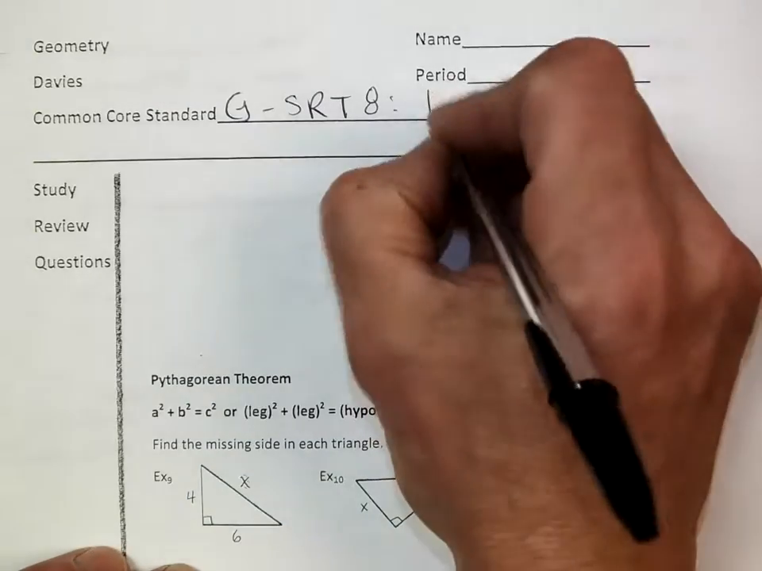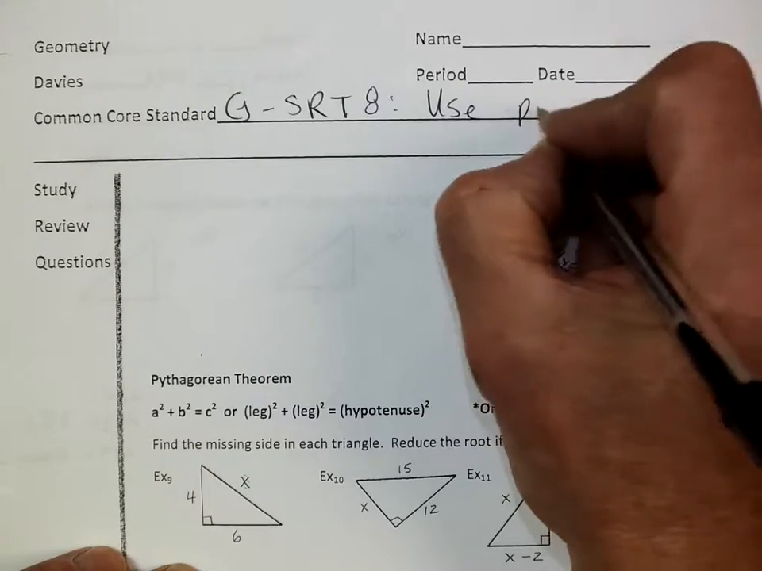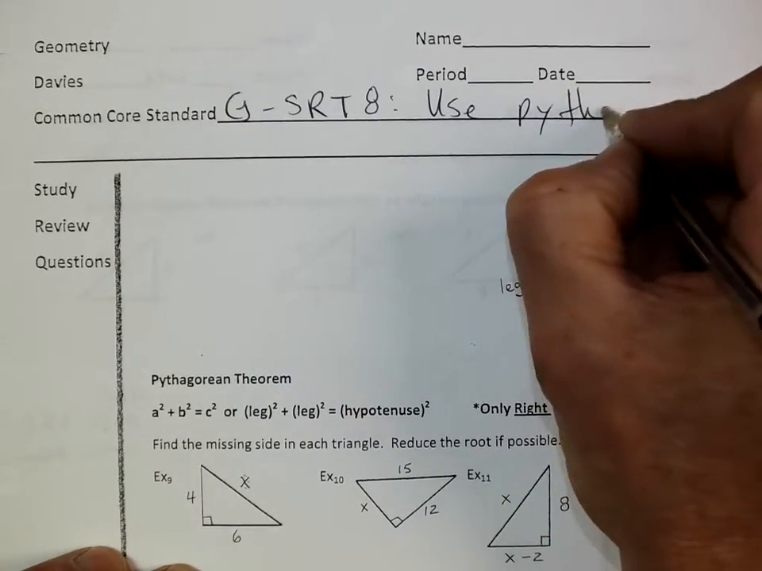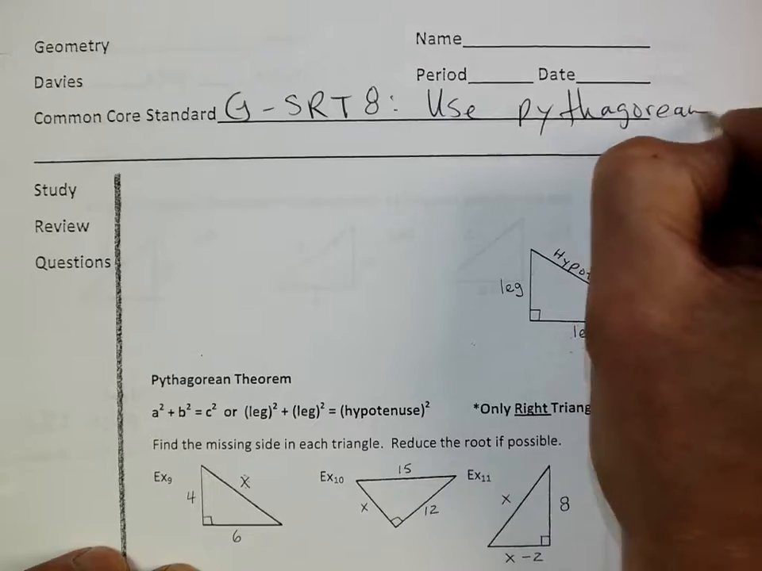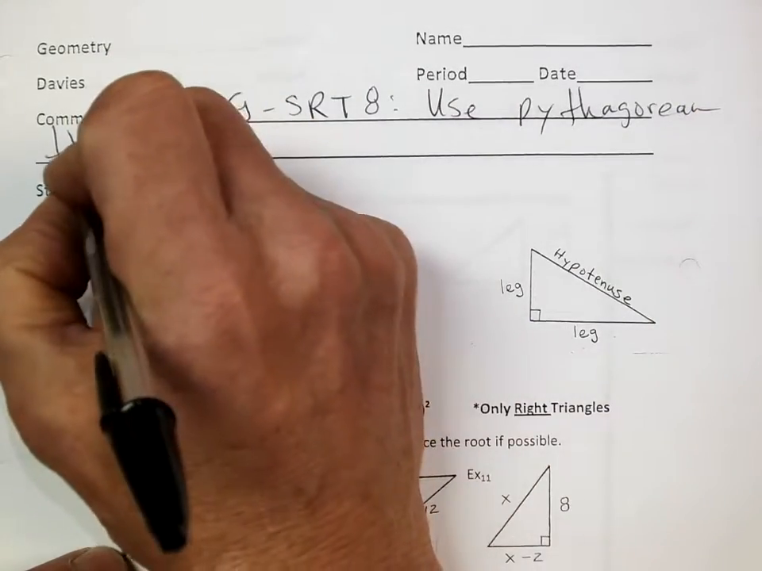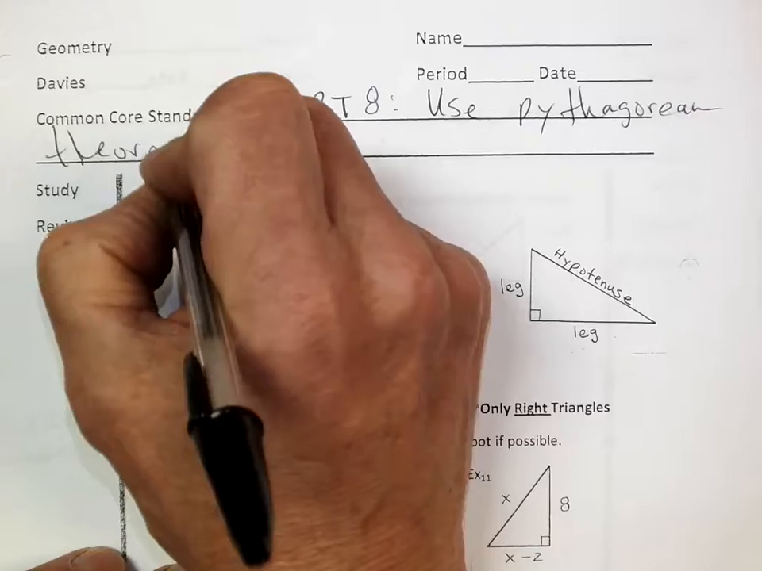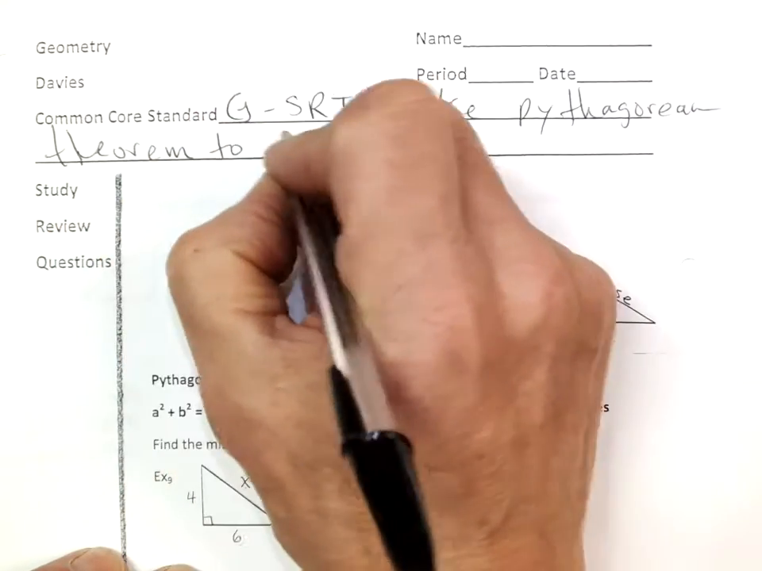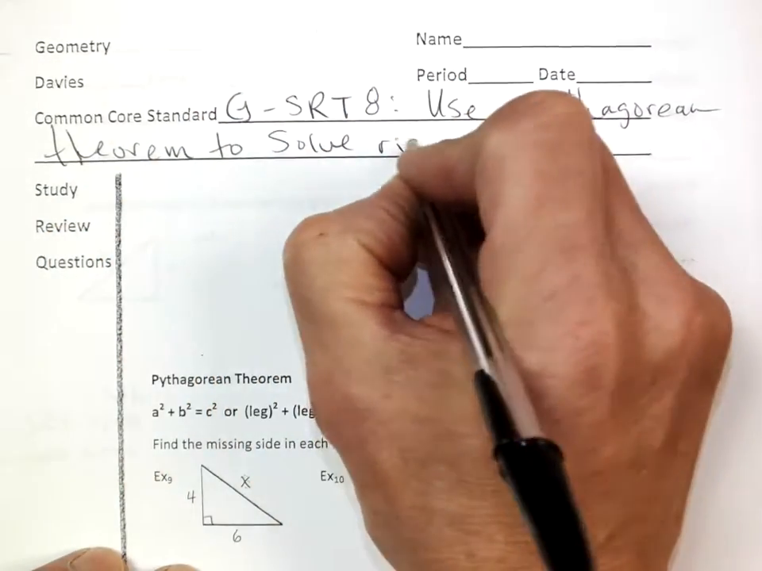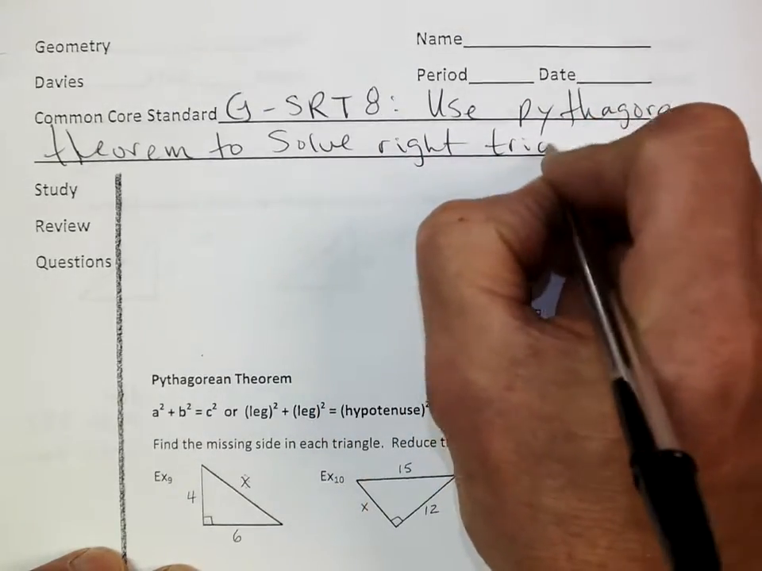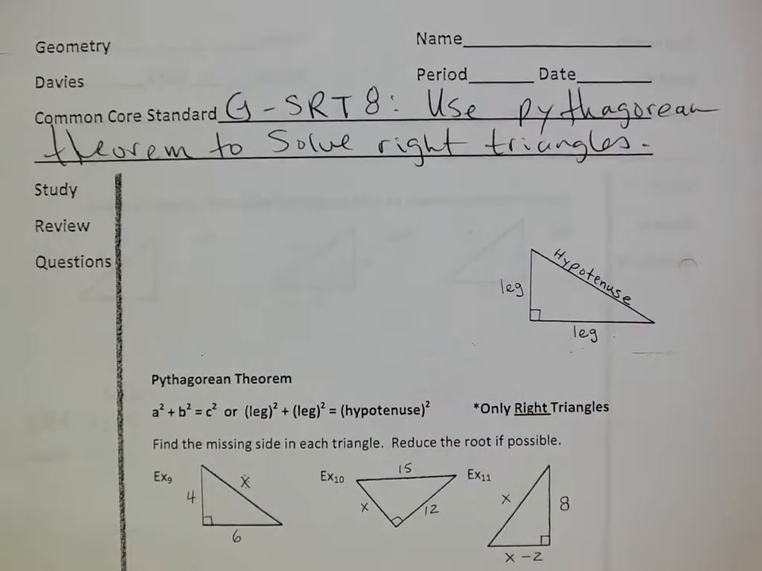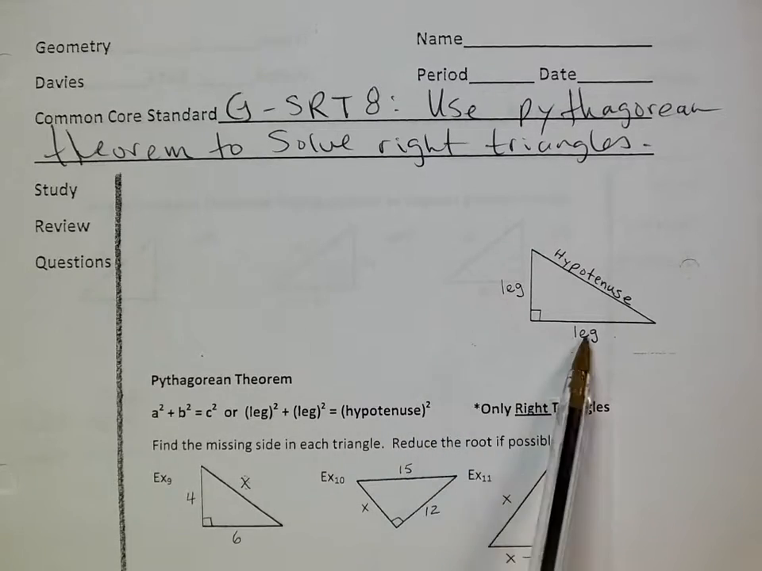So it is basically use Pythagorean theorem, because you guys could really care less, right? That's a theorem, sorry. Theorem to solve right triangles, okay? Now, first of all, we take a look at this. Instead of a squared plus b squared equals c squared, it's really leg squared plus leg squared equals hypotenuse.